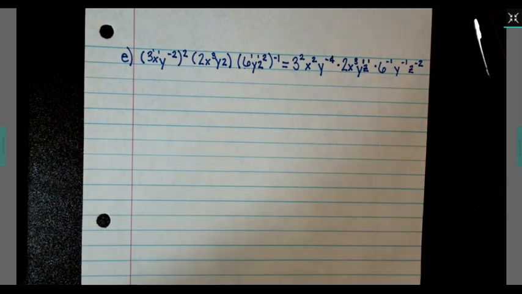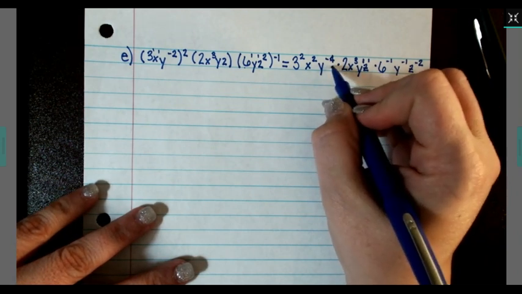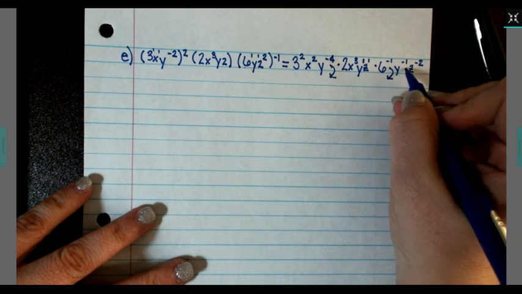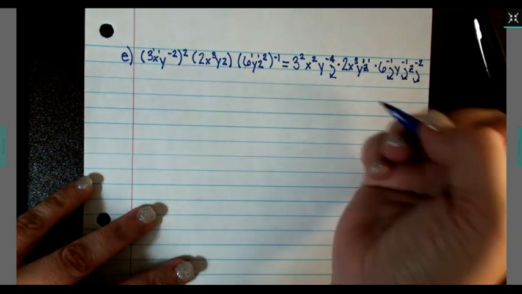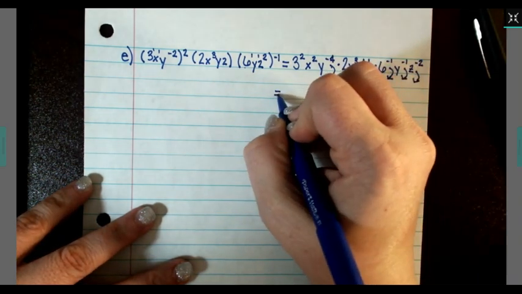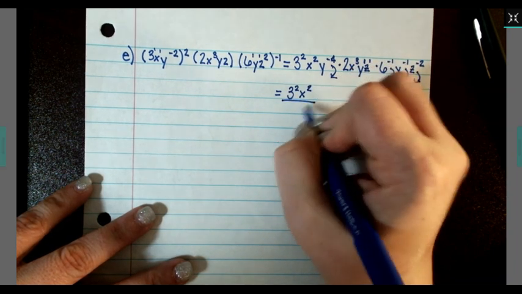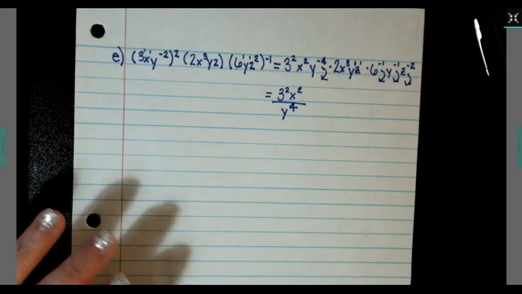Let's get rid of those negatives. Don't like them. This one's going to come below. This is going to come down. This one's going to come down. And this one, because all of those negative exponents, right? So we're going to have 3 squared x squared, and this is going to be over y to the 4th power. Remember, when it comes down, it drops that negative sign.